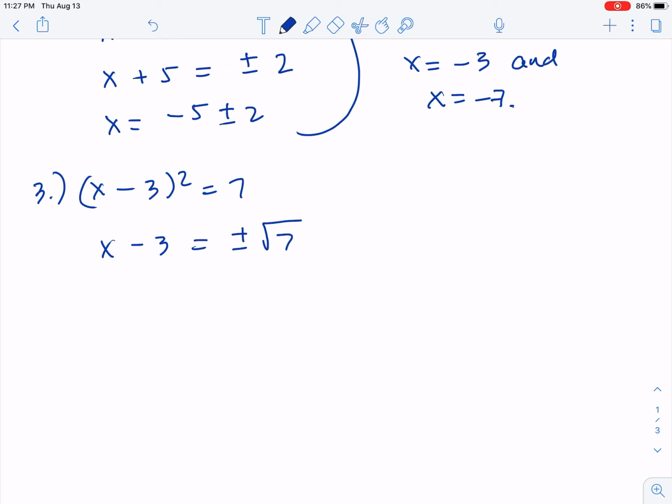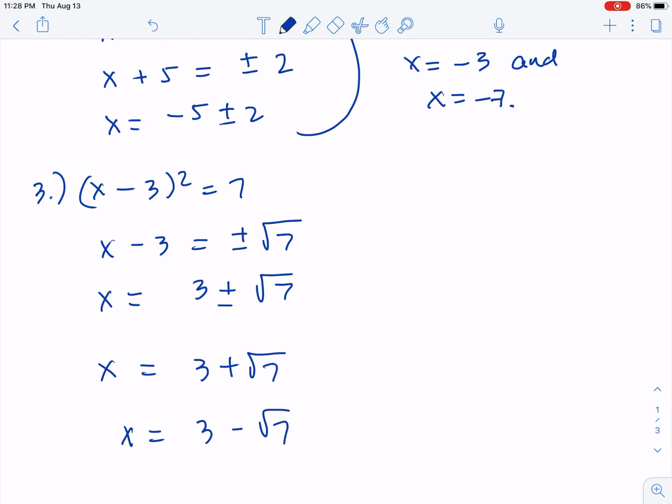So, ayan na siya. Which means that x is equal to 3 ± √7. So, nag-add lang ako ng 3 to both sides. Kaya nakuha natin yung x, ay yung 3 ± √7. Which means na yung x natin can be 3 + √7, and also x is 3 - √7.